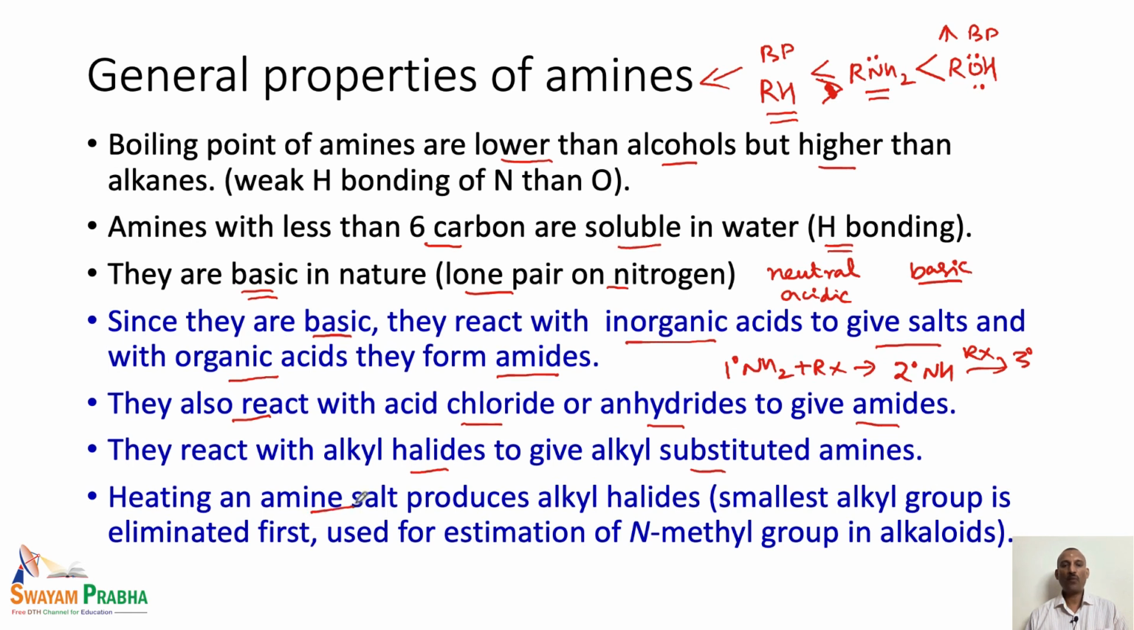And when we heat an amine salt, especially the quaternary ammonium salt, the smallest alkyl group is eliminated first. This is used for the estimation of N-methyl groups in the case of alkaloids. When we look at the reactions of amines, this is called the Hofmann degradation method. Here we will be looking at Hofmann exhaustive methylation followed by degradation, which is also called the Hofmann elimination method. We will study this particular reaction elaborately.